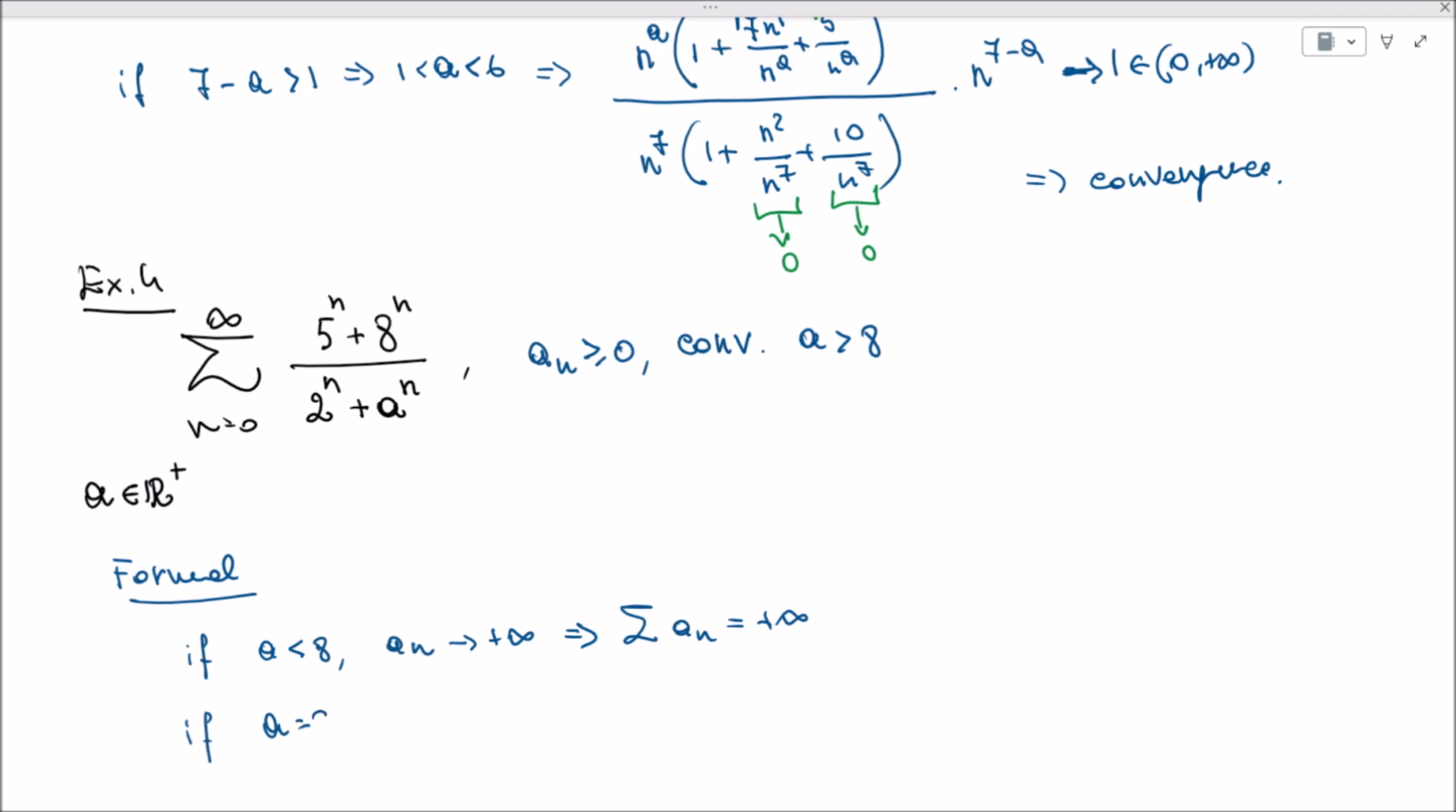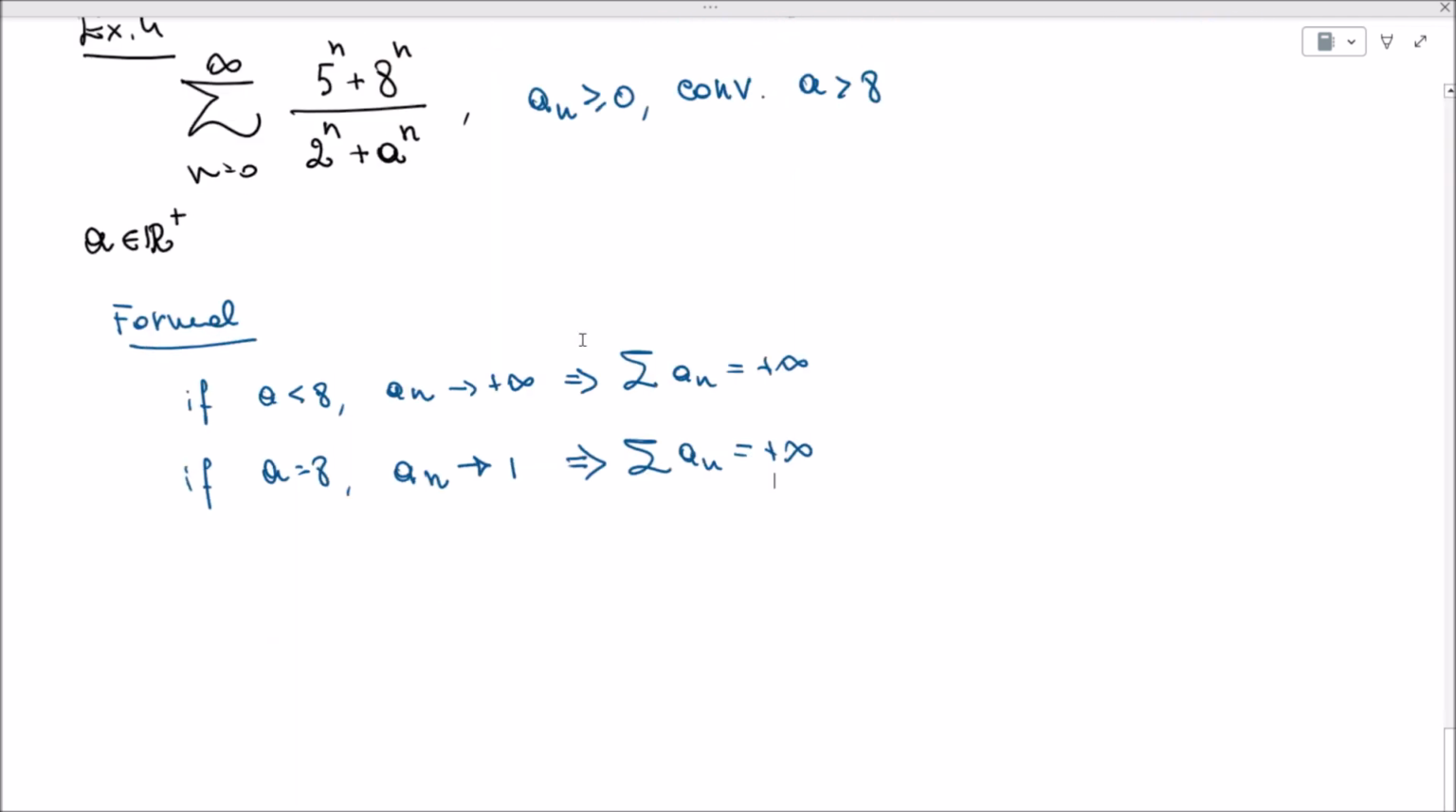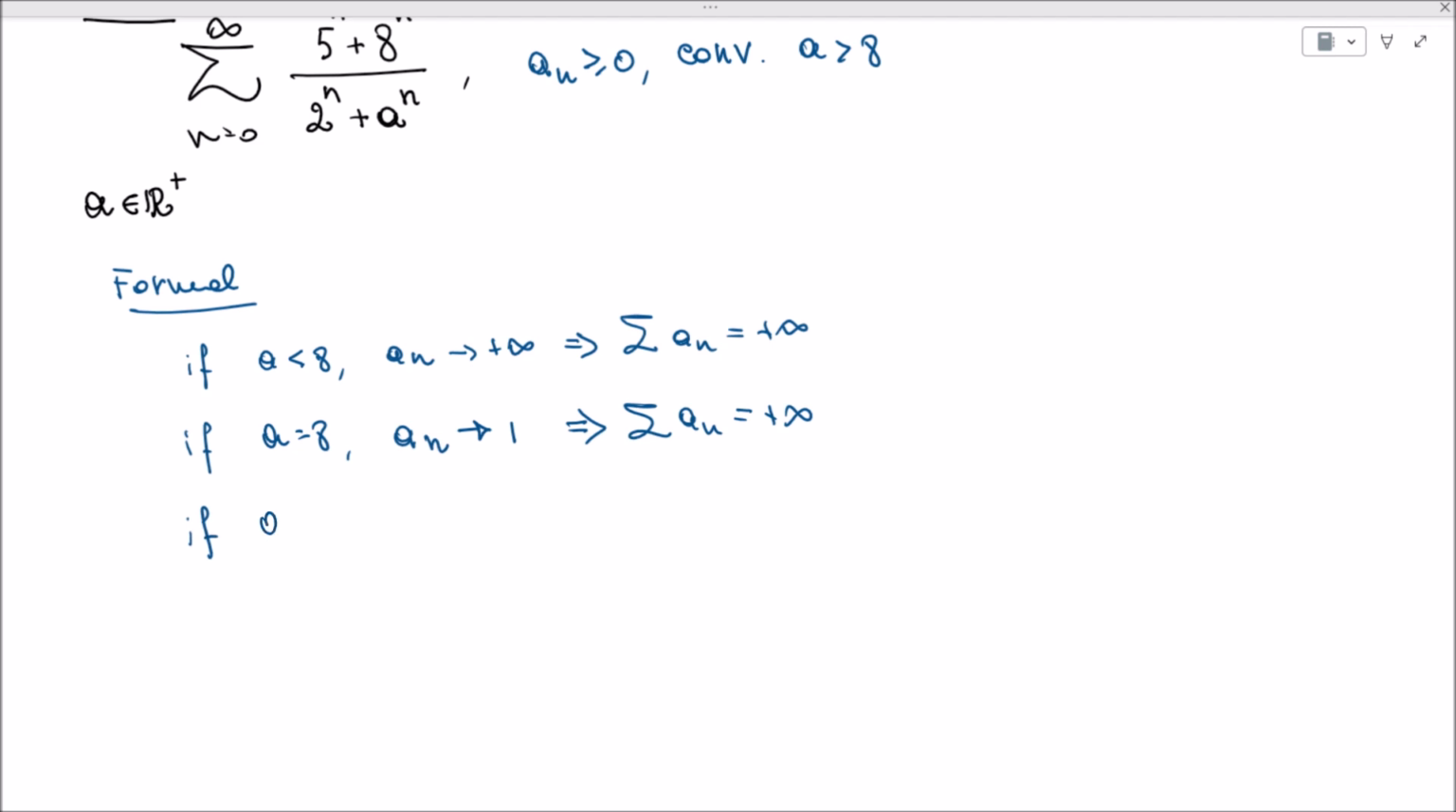If a is equal to 8 instead, what happens? Well, we have that an will converge to what? To 1. So again, we have no necessary condition, and we can conclude, because remember, an has to go to 0 in order to have the possibility for the series to be convergent. So again, we can conclude that the sum of an will diverge to plus infinity. Now let's consider the last possibility, that a is larger than 8. Remember that a is a positive number, so a will be any real number between 0 and 8.